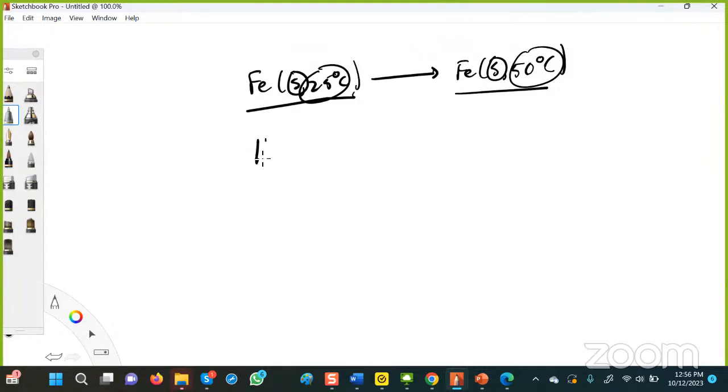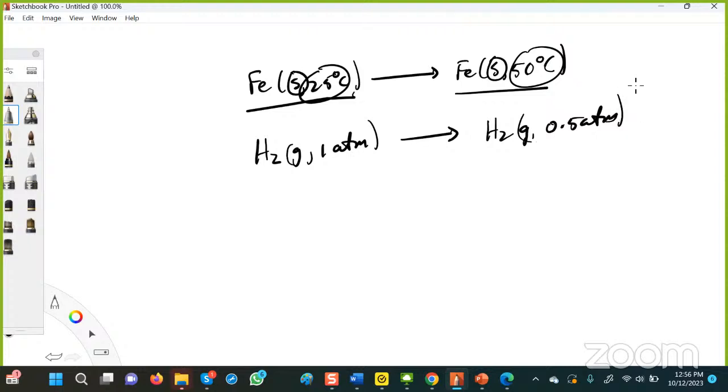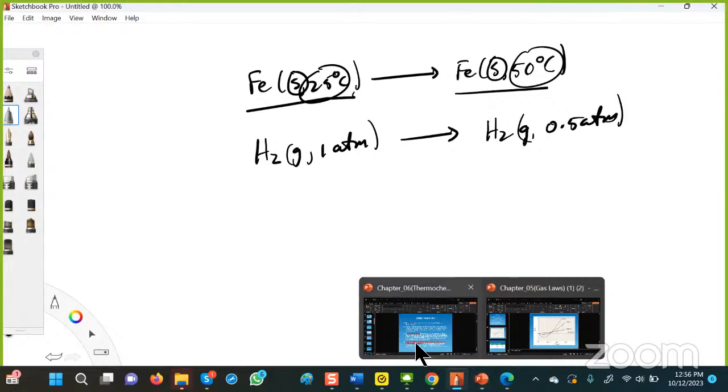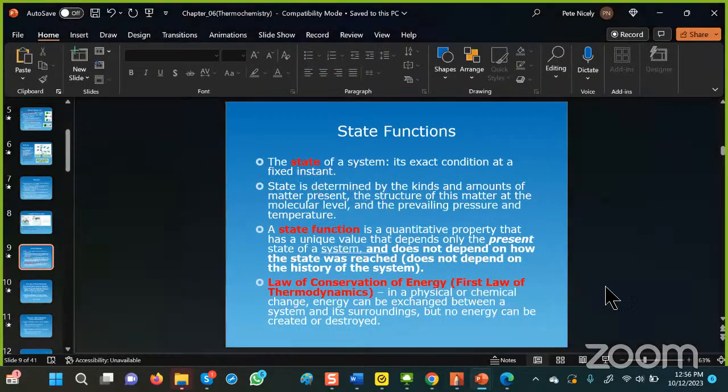Or let me give another example. Let's say you have hydrogen gas, which is a gas, and let's say the pressure is 1 atmosphere initially, and let's say that you cause it to change such that the pressure is reduced to 0.5 atmospheres, all right? Again, this is a change in state, just by virtue of the fact that the pressure changes, right? Even though you start off with hydrogen gas and you end up with hydrogen gas, it's in a different state because the pressure changes. So if things like the temperature, the pressure, the amount, and all of that changes, that corresponds to a change in state, all right? So that's what we mean by state, all right?